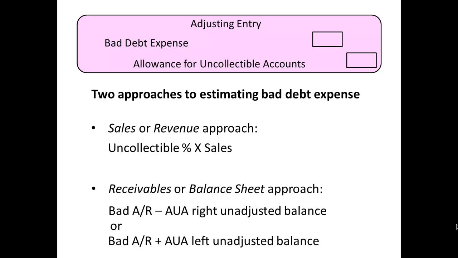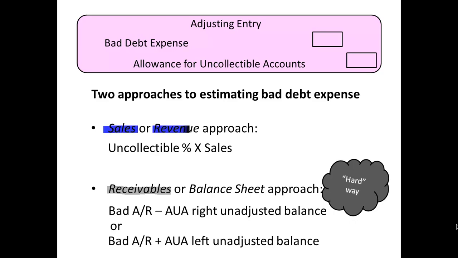A final hint: when you're presented with information for compiling the adjusting entry for uncollectible accounts receivable, look very closely at the wording. If you see the word receivable or outstanding receivables or accounts receivable, you'll have to use the receivables approach the hard way. On the other hand, if you see any of the following, sales or net sales or on account sales or sales revenue, service revenue, you'll use the simpler approach.